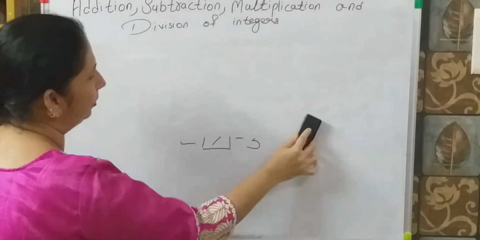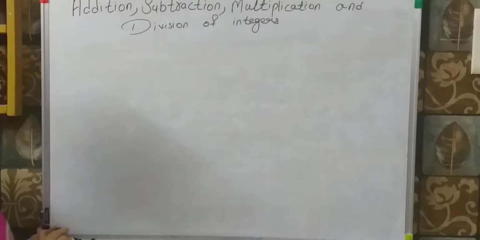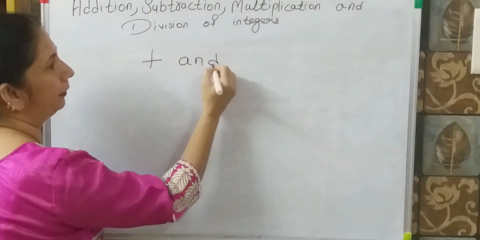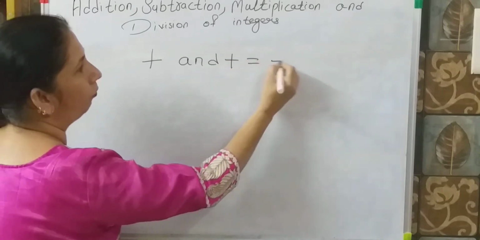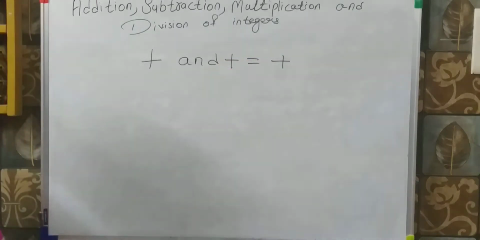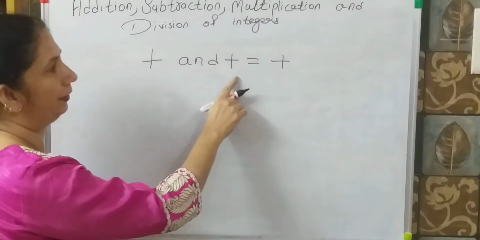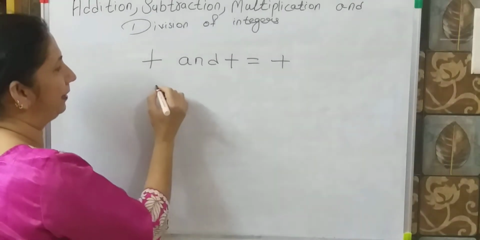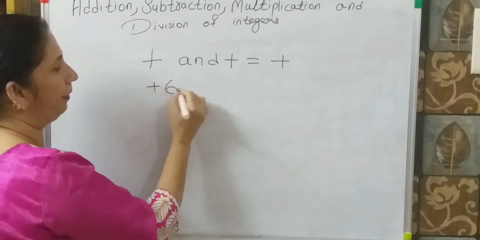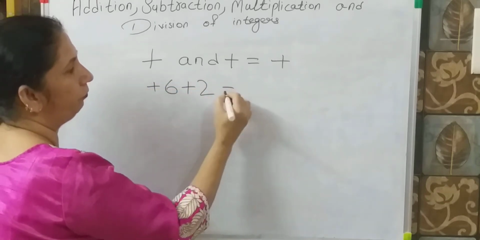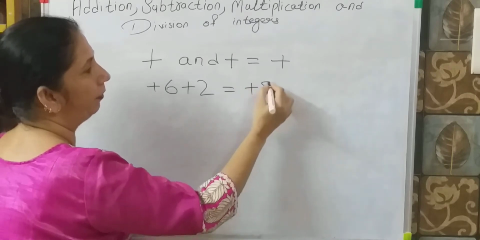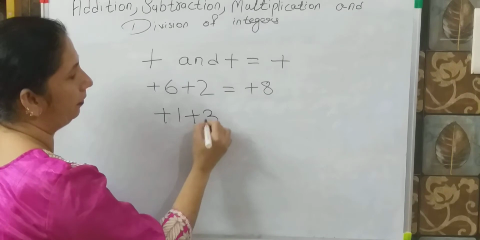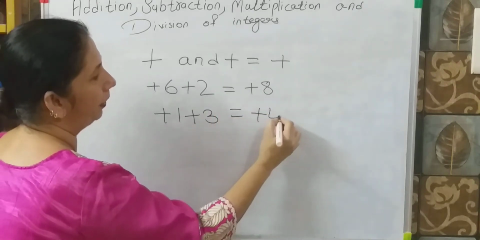Now the next rule: two plus signs, plus and plus, always give a positive sign. Two positive signs, always we get a positive sign. For example, +6 +2, so we will get the answer +8. Or +1 +3, we will get the answer +4.